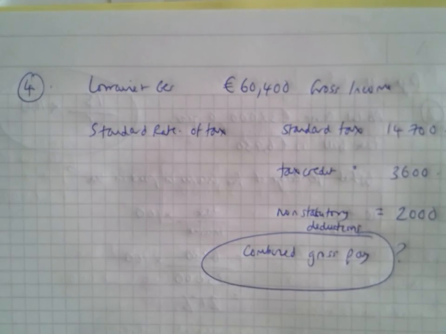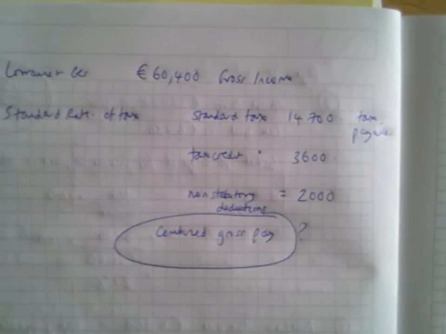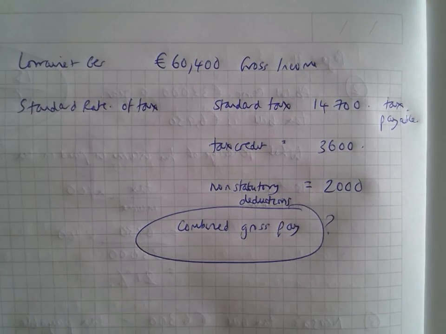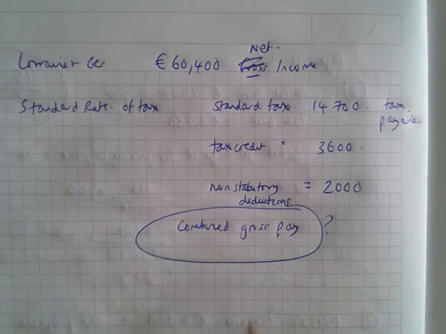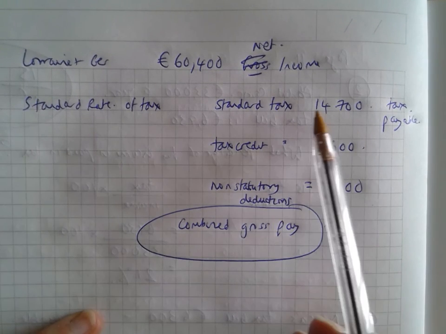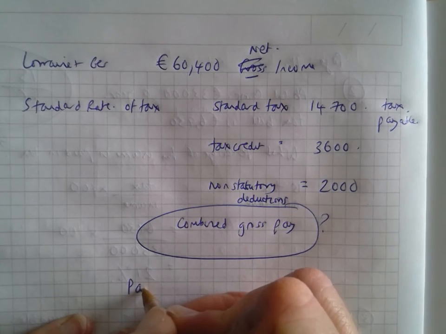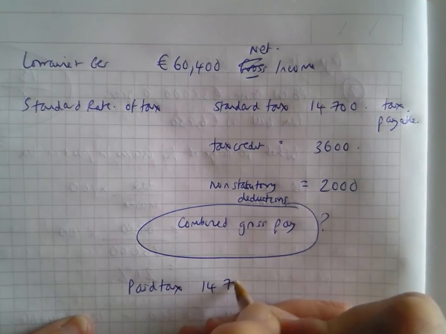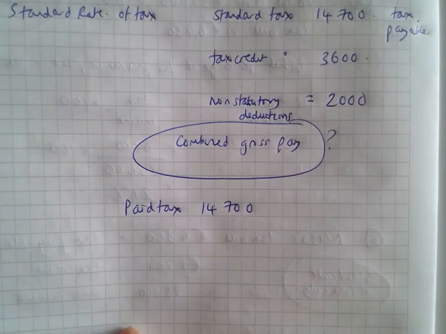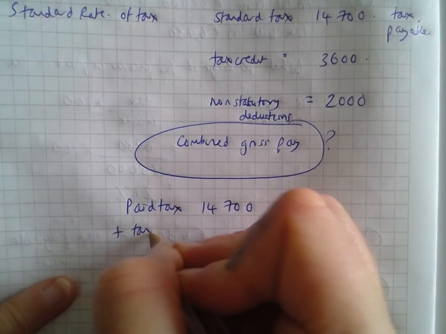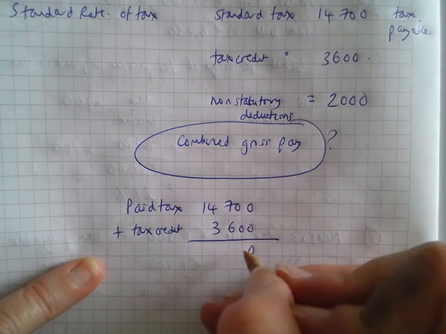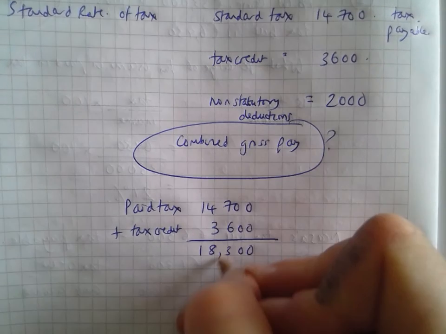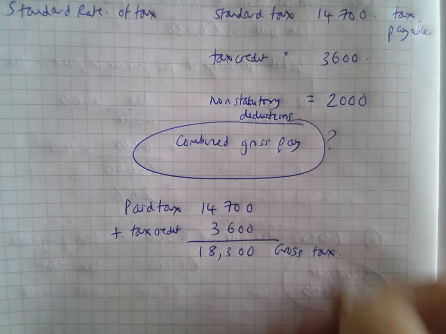Do they not tell us what their... Oh, net income. Sorry, net income. Okay. So what they're telling us is they paid tax of 14,700. That was after their tax credit was taken off. So if we add the tax credit back onto that, their tax credit was 3,600. If I add those together, 18,300. That's what they should have paid in tax. So their gross tax should have been 18,300.